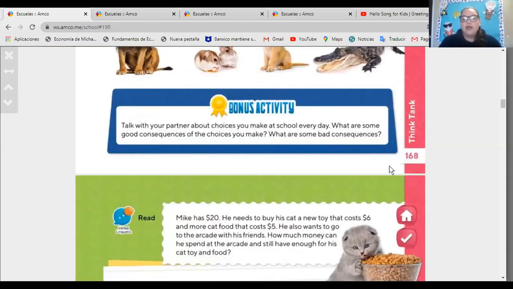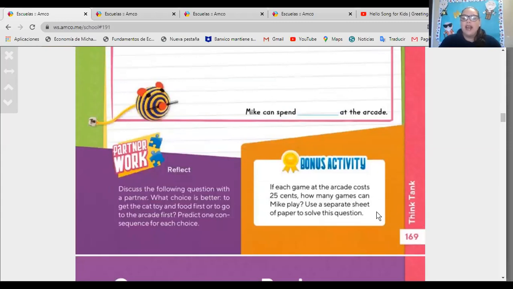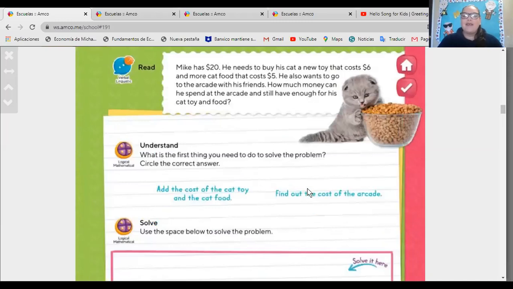Now, let's go to our next page. We are going to skip this bonus activity. Page 169 from Think Tank. It is a math problem. Let me read the math problem to you.